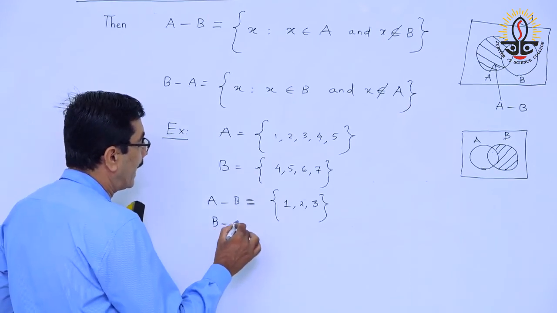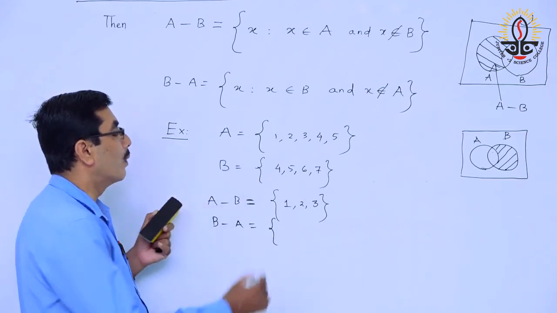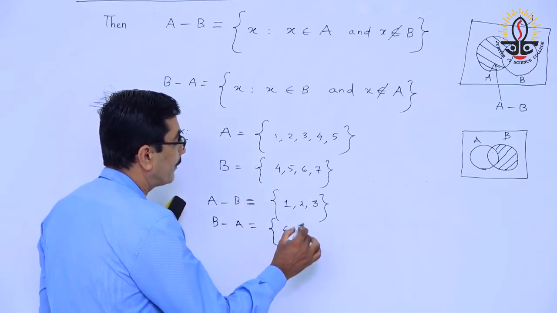Similarly, if I write B difference A is equal to {6, 7}.